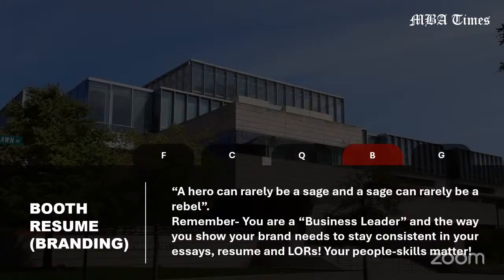And Booth, being an M7 and a very selective school, cares about all of these things. And Booth is in a very privileged position to actually reject you for these small things. So every small thing matters, and that's branding.